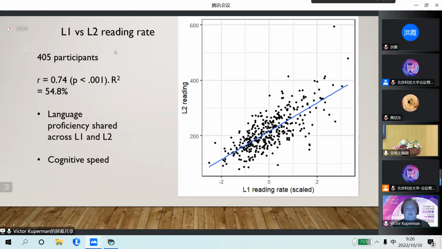And this specific example is for the reading rate in words per minute. We have L1 reading rate on the horizontal axis, L2 reading rate on the vertical axis. Each dot represents a participant. We have about 405 participants here. And it's easy to see that the correlation in their reading rate is very strong, right? So almost 55% of the variance in the L2 reading rate is predicted by the L1 reading rate.